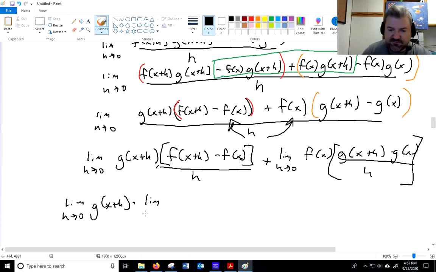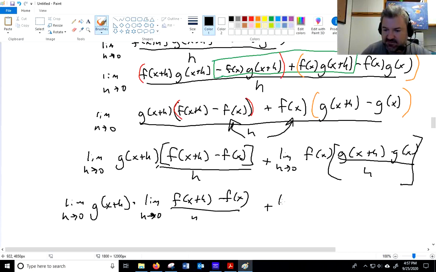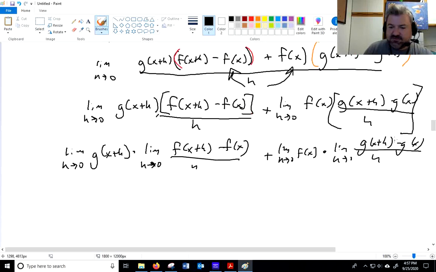Now we can't split derivatives over multiplication. We learned all that. We know that. We were talking about that all this lesson. But I can split limits up, which is kind of remarkable about limits. All right, and then over here I got plus the limit as h goes to 0 of f of x times the limit as h goes to 0 of g of x plus h minus g of x all over h.